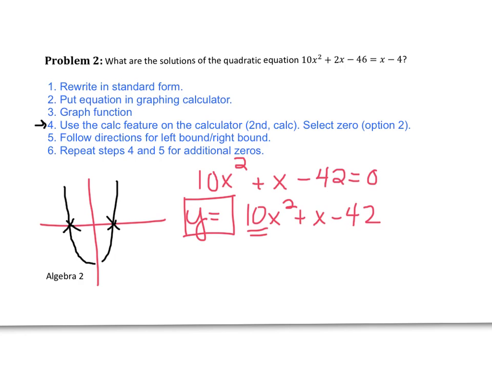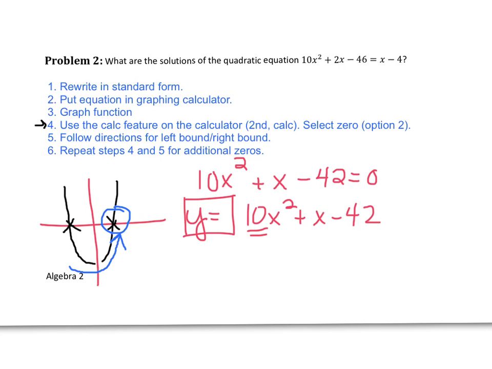So let's focus on this 0 here first. If I'm going left bound, I want you to think of it like you're driving a car. If I was coming in the left bound, I'm going to come up this way on my curve. So I want you to use the arrow key, and you're going to keep hitting the arrow key until you see your cursor right below the x-axis.